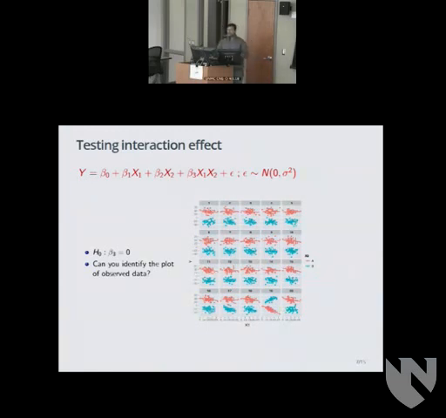That means we want to test the interaction effect, and the interaction effect is represented by this parameter called beta 3. So our null hypothesis is that beta 3 is 0. There is no interaction. Okay? The alternative hypothesis is, no, there is interaction. That means beta 3 should have some value.